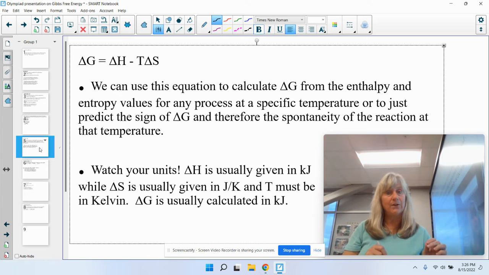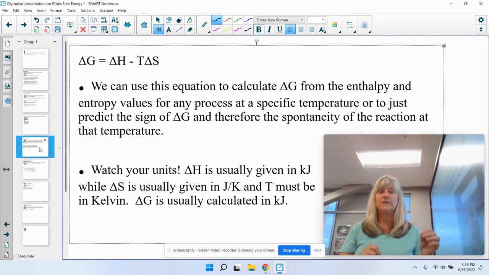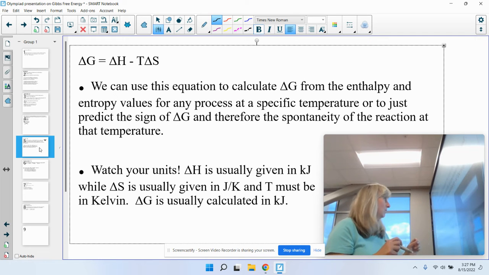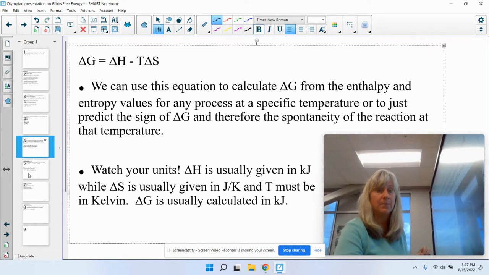When you're actually calculating, you have to watch your units. Delta H is usually given in kilojoules. Delta S, however, is usually given in joules per Kelvin, and then temperature must be in Kelvin. So then our delta G is usually calculated in kilojoules. So we'll do an example of that.